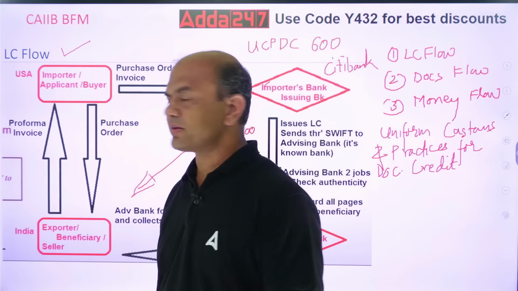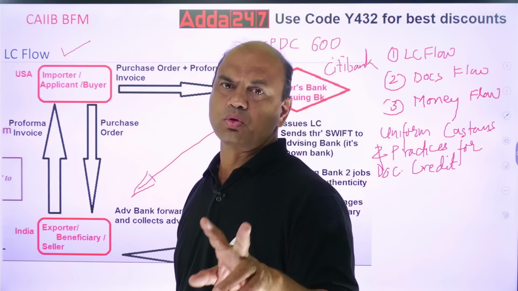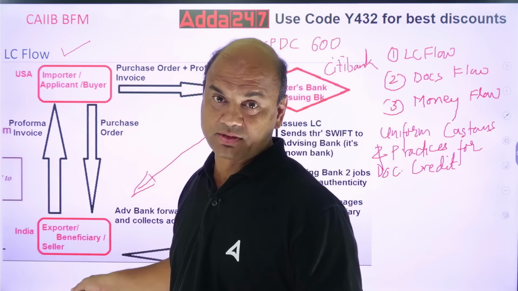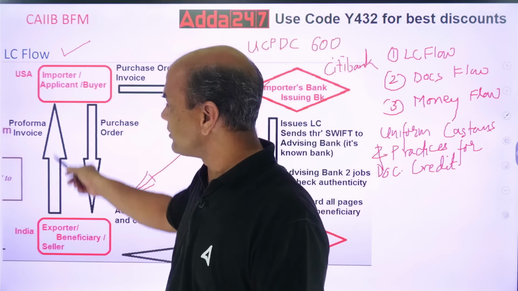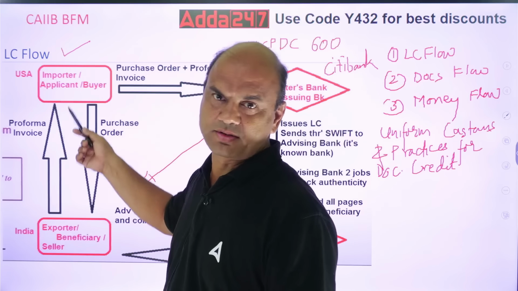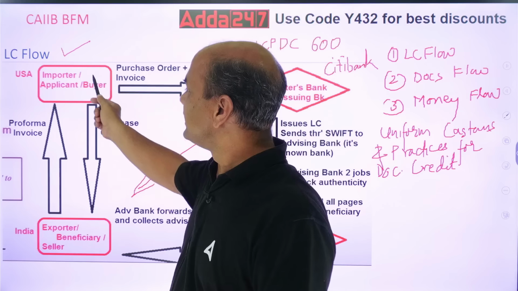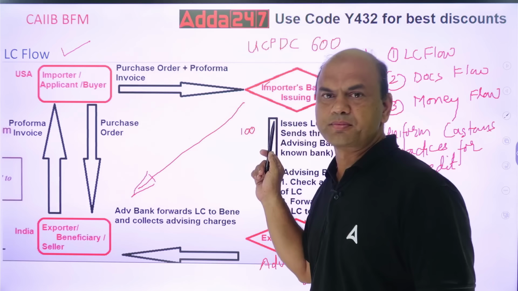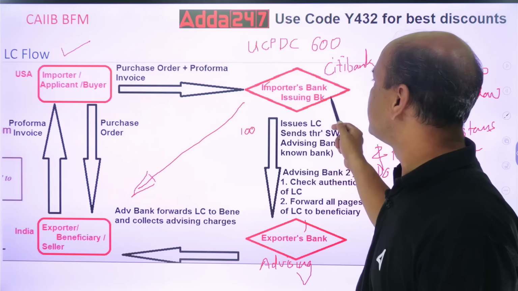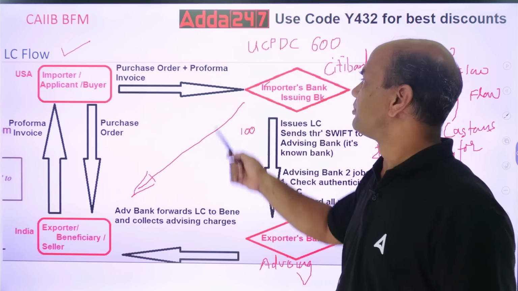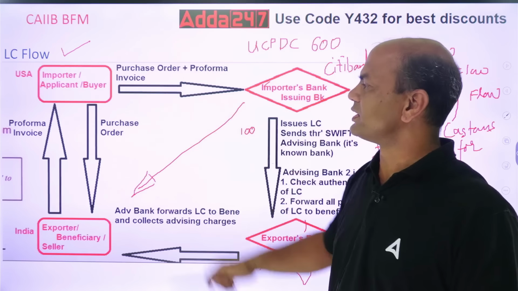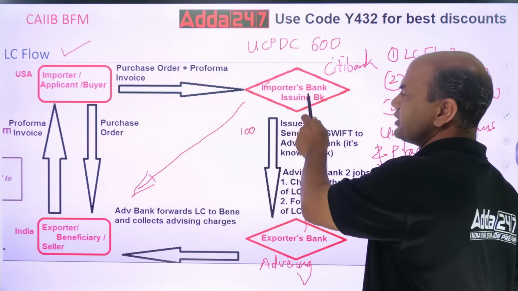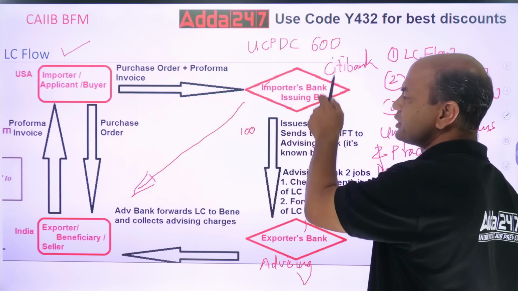So now understand, this buyer is having two documents. Which ones? One, his purchase order, which he has given to the seller. Second, the pro forma invoice received from the seller or exporter. With these two documents, this buyer will go to his bank. This bank is called the issuing bank.